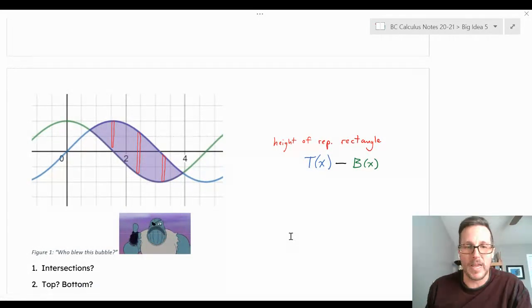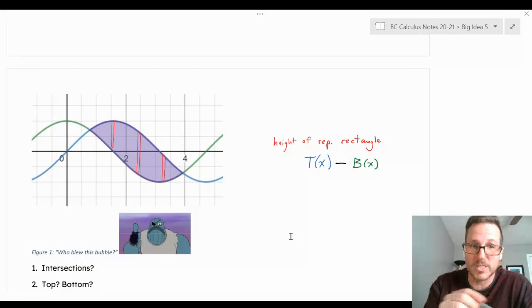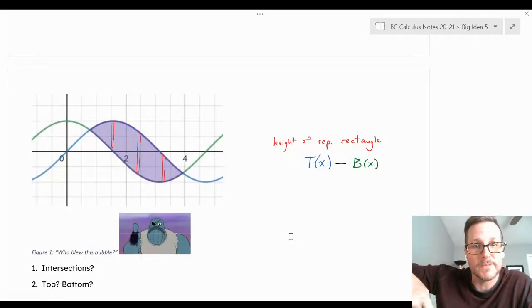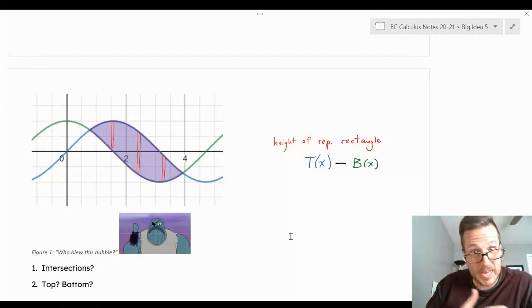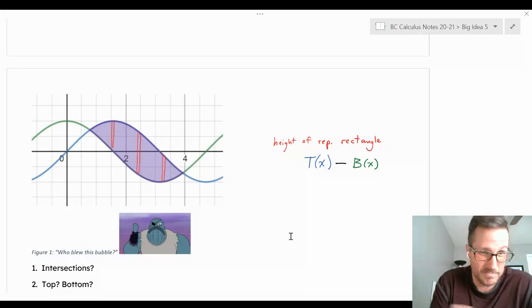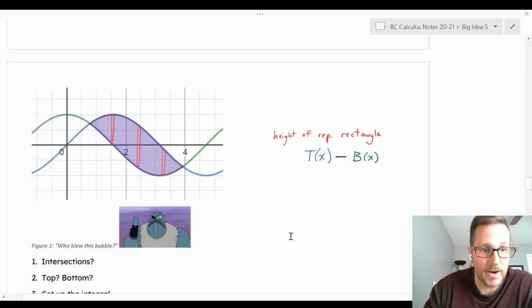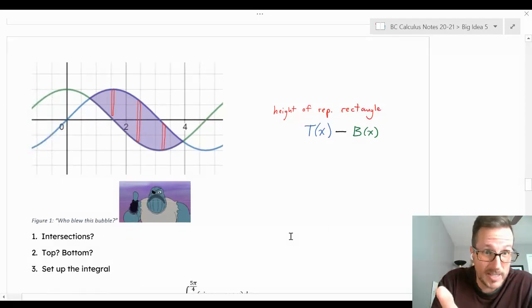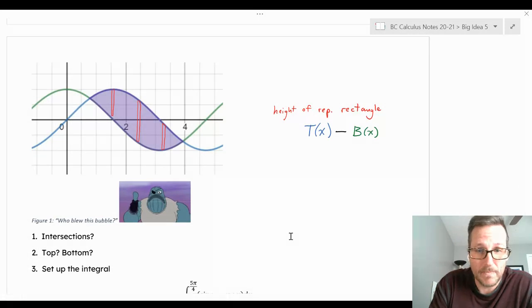Now, as far as this little region is concerned, sine x and cosine x are the same in the first and third quadrant. So pi over 4 and 5 pi over 4 would be the intersections. I could do any of the other little bubbles. They're all going to be the same. But I'm just going to take this one from pi over 4 to 5 pi over 4. Now, on that interval, sine is top and cosine is bottom.